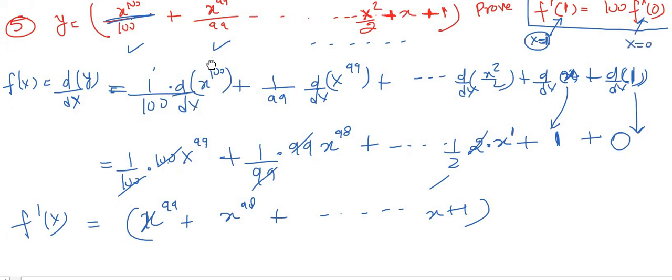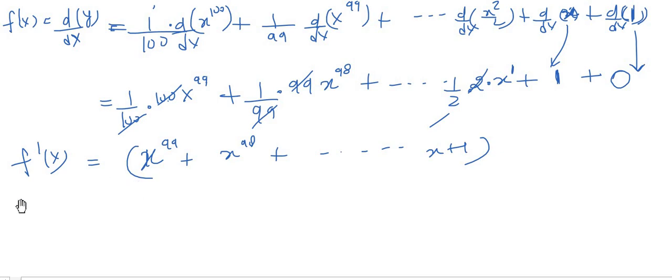Let me write it here. F dash of 1 will be what? 1 raised to power 99, 1 raised to power 98, and so on, till 1 plus 1. So how much will you get? Total how many terms are there? 1 plus 1 plus 1 till 99, total 100 terms are there. So 1 plus 1 plus 1, 100 times, will be 100.